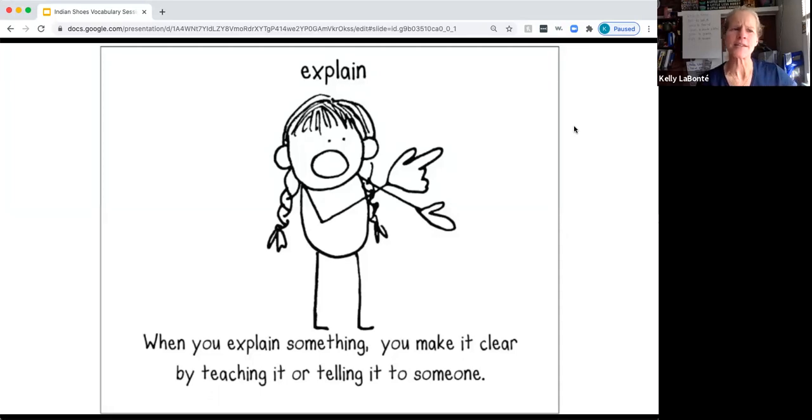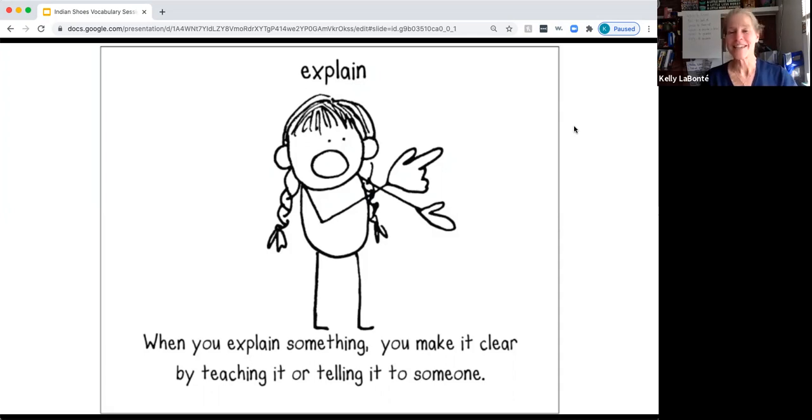Well, let's think about this. When you tell your friend how to play a video game, do you think of the word explain or no? Turn and tell somebody why. If you said that teaching your friend how to play a video game reminds you of that word explain, you're right, because you are telling them in a way that helps them get a clear picture.